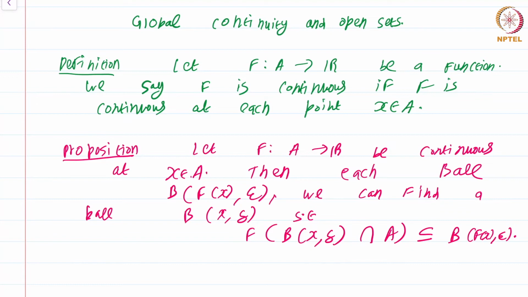Look at the point f(x), consider a ball B(f(x), epsilon). We can find a ball B(x, delta), of course delta greater than 0, such that f(B(x, delta) intersect A) is contained in B(f(x), epsilon). Again, here also let me just mention epsilon is also greater than 0. Proof.